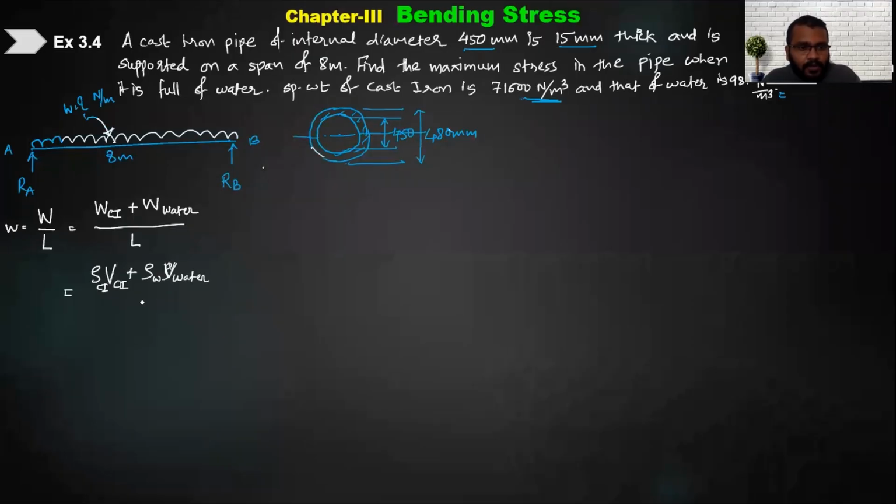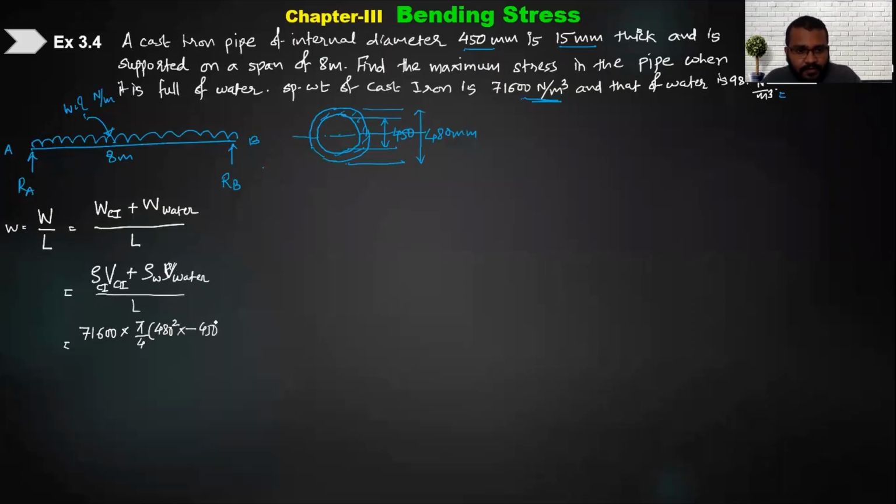Okay, so upon the length. Now can you tell me what is the density of cast iron they have given? They have given it is 71,600 Newton per meter cube, so into volume multiply करना पड़ेगा। What is the volume of pipe? Area into length, बराबर कि नहीं? What is the area? Area is pi by 4 into 480 square, sorry, 480 square minus 450 square.